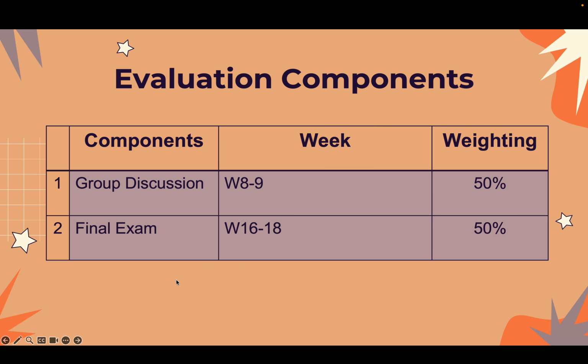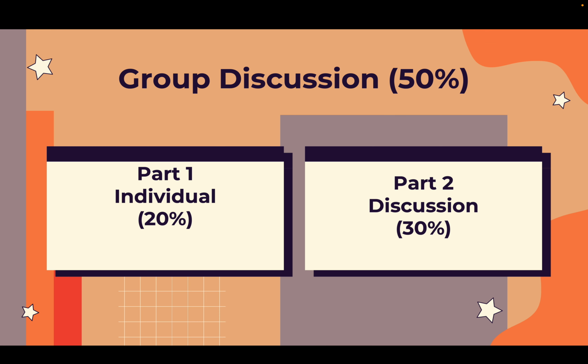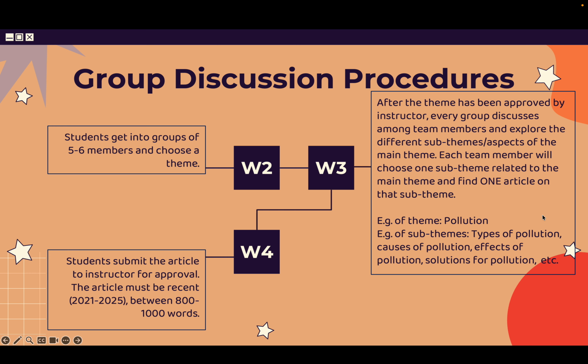These are the evaluation components for the course. There's only 2, group discussion and final exam. Each is worth 50%. Group discussion will be conducted during week 8 until 9, and then the final exam will be conducted during the final exam period. Group discussion is categorized into 2 parts. Part 1 individual is worth 20% and part 2 discussion is worth 30%, but they are done concurrently, subsequently.